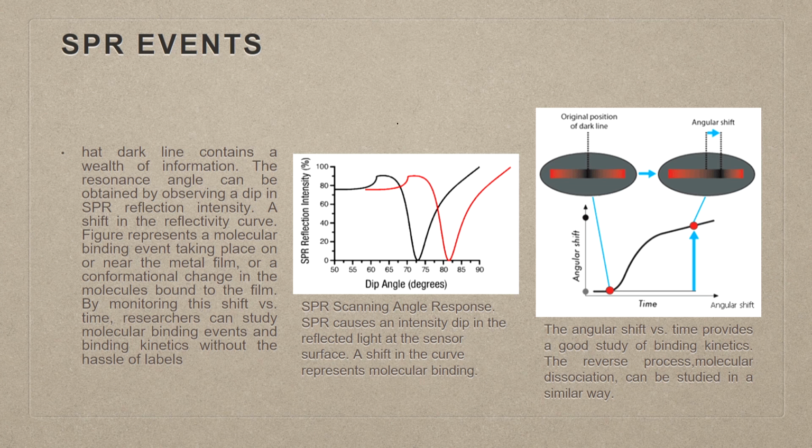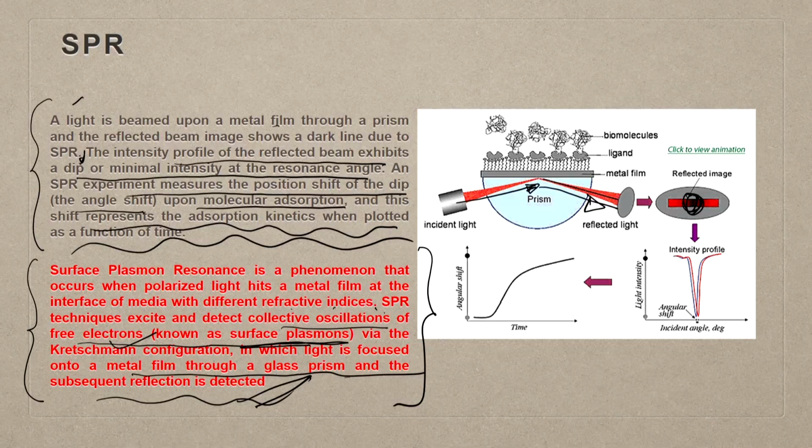and if we try to get a better picture, here I could show you it much better. I'll come back, something like the dip angle, this shift. This dip happens because there is a binding event which is happening.